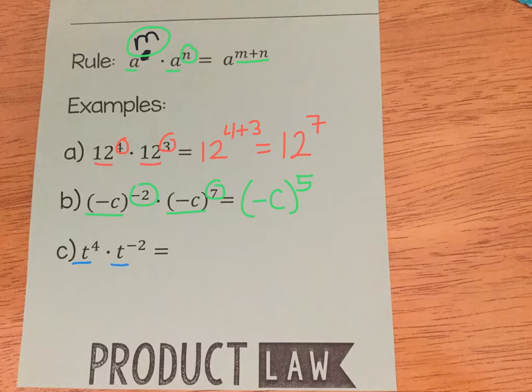And the base is the same, so keep that t. 4 plus a negative 2 would look like this, which is just t to the 2nd power. Alright, so remember, our little kids are just going to add. Let's look at the next one.